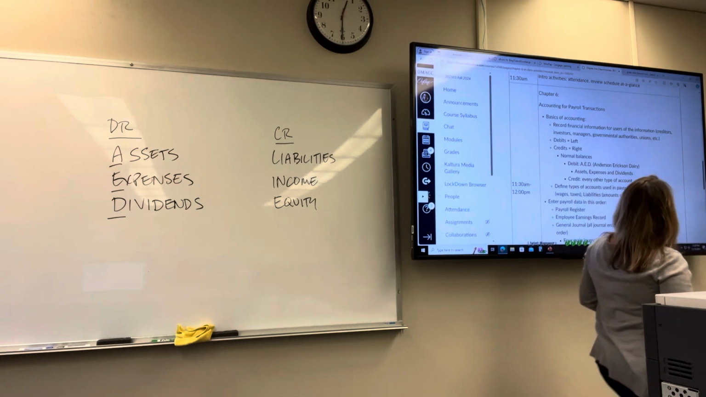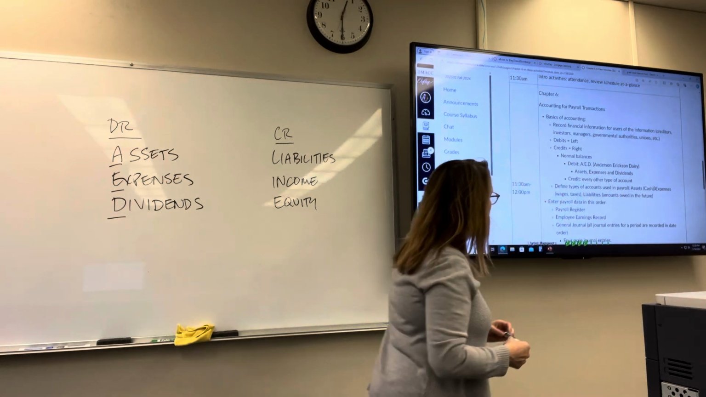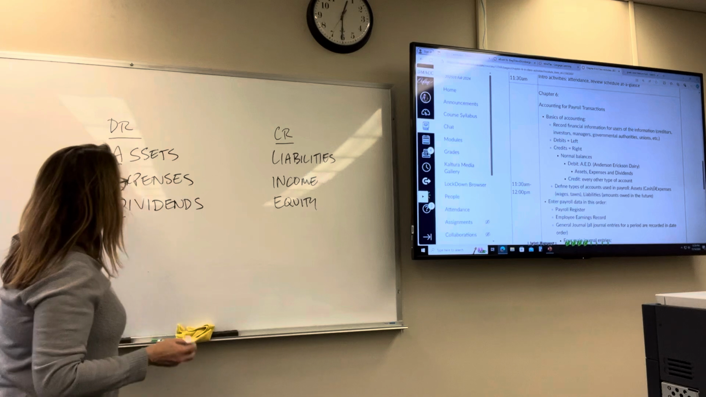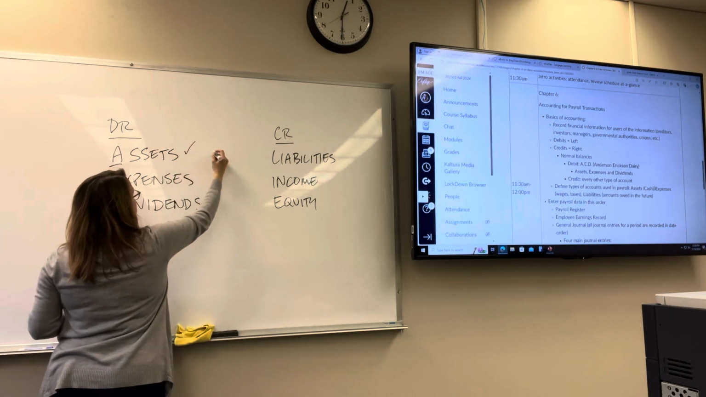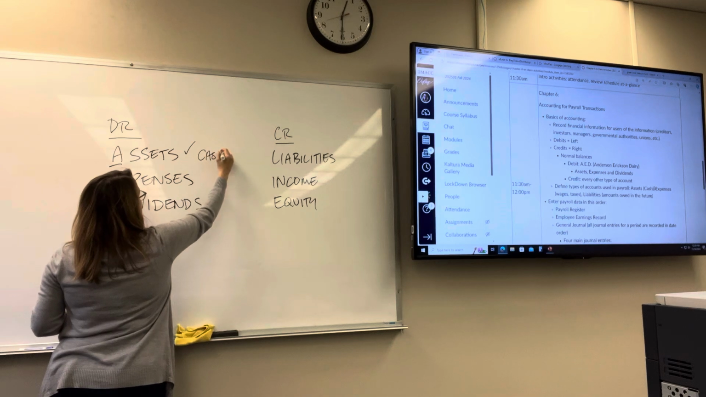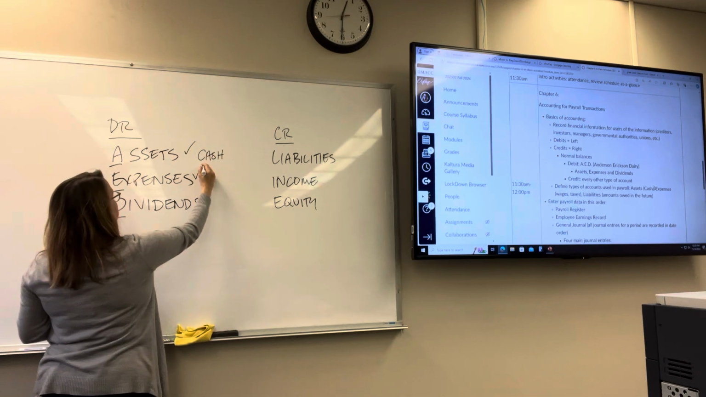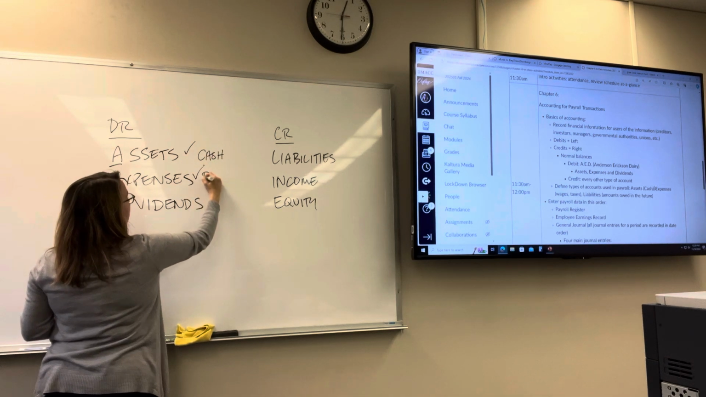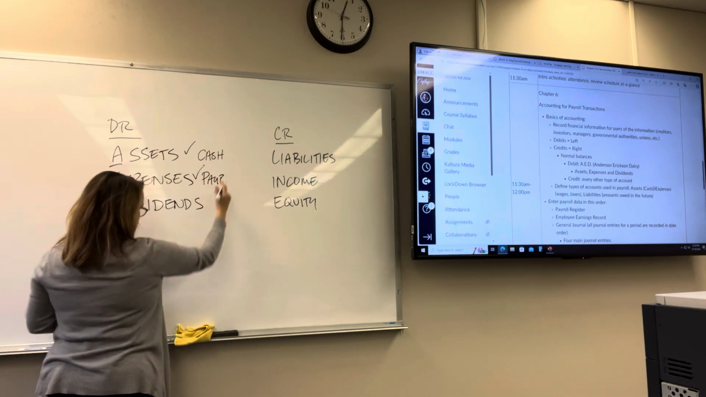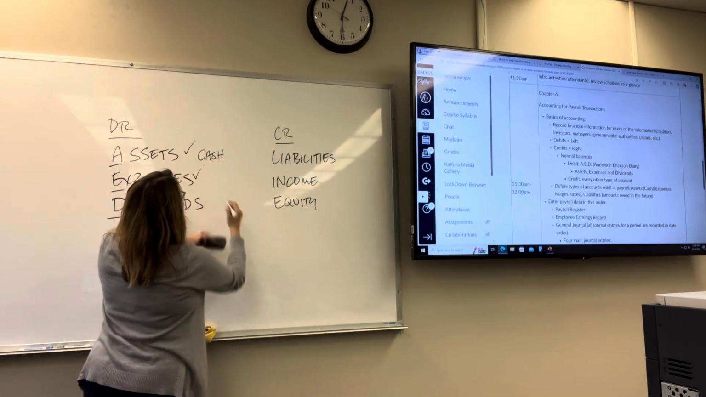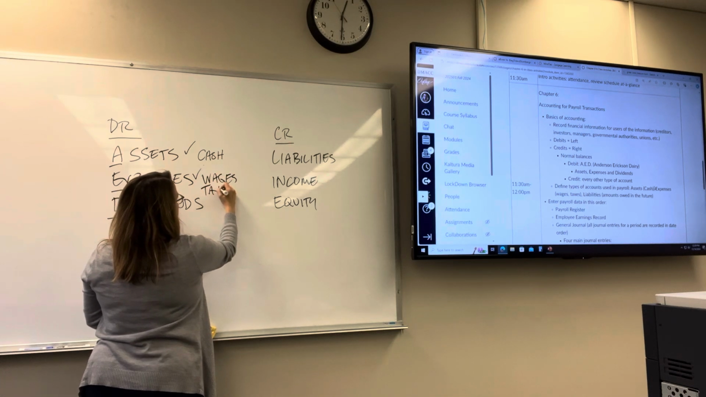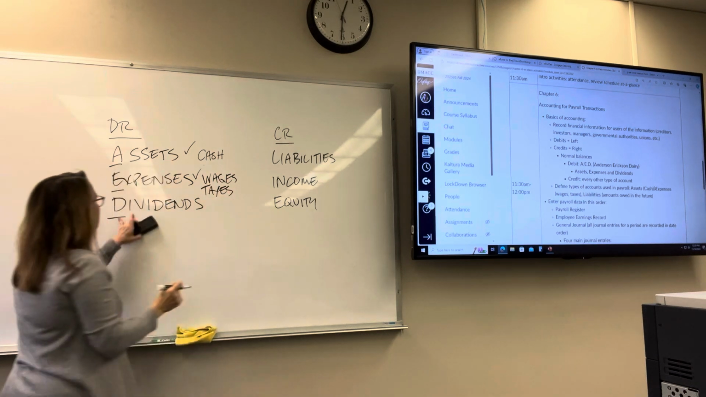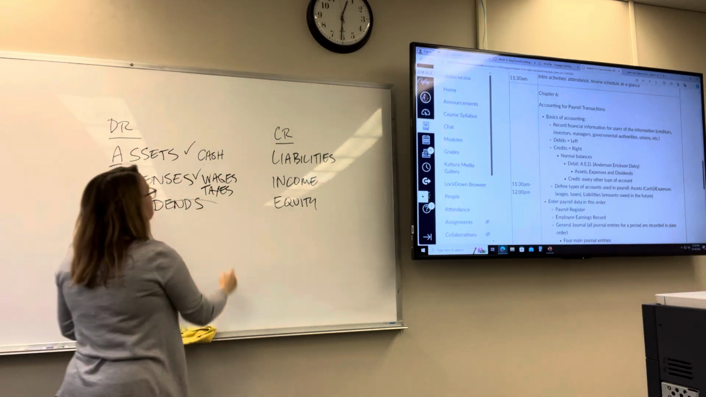These are the main types of accounts that we're going to use here. So we're going to talk about assets, which essentially are cash. We've got expenses, which are usually our payroll, like wages, and taxes. We're not really going to do anything with dividends here.